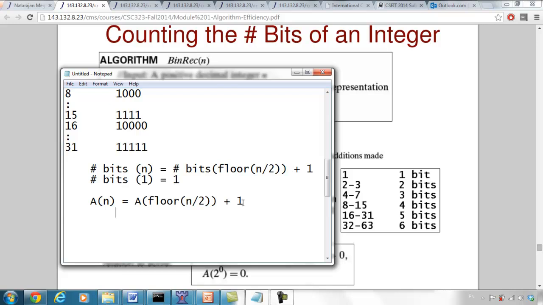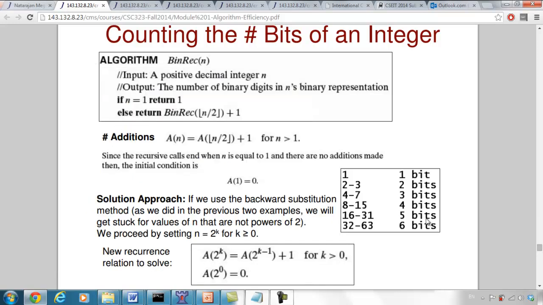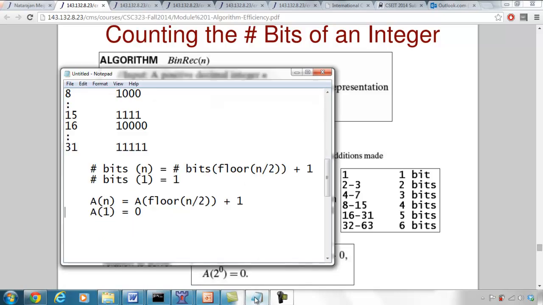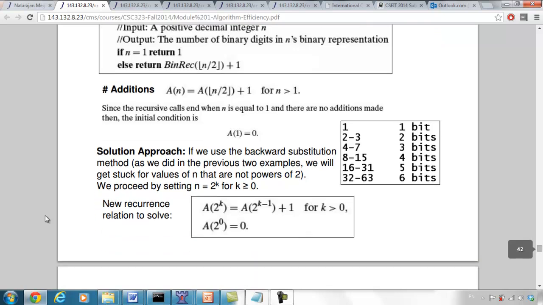And the basic condition is the number of additions needed to compute the binary representation of 1. The number of additions for 1 is 0, because we know that the number of bits needed to represent 1 is 1, so there's no need to do any addition here. Okay. So this is the recursion we want to solve, which looks like this. This is the floor operation. And the first one holds good for n greater than 1, because we know the basic condition for n equals 1. Okay, so how to solve this?